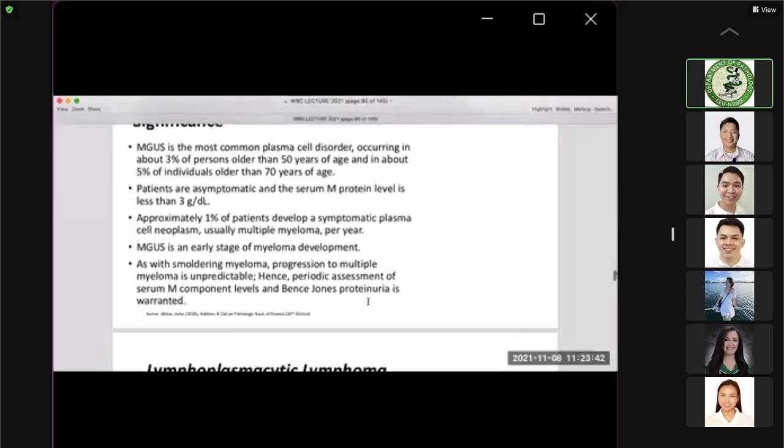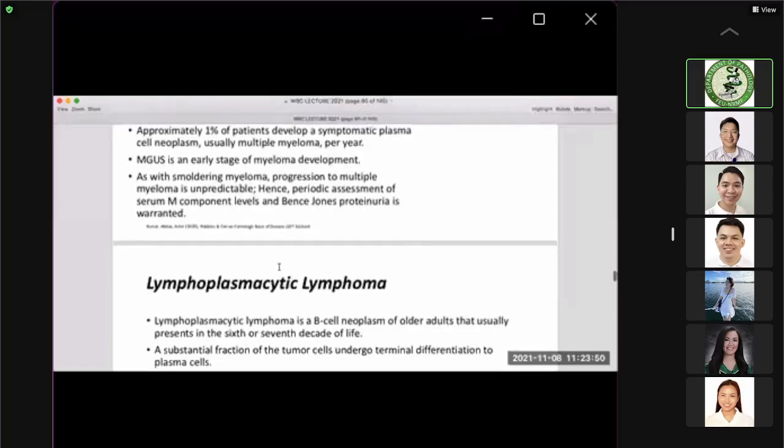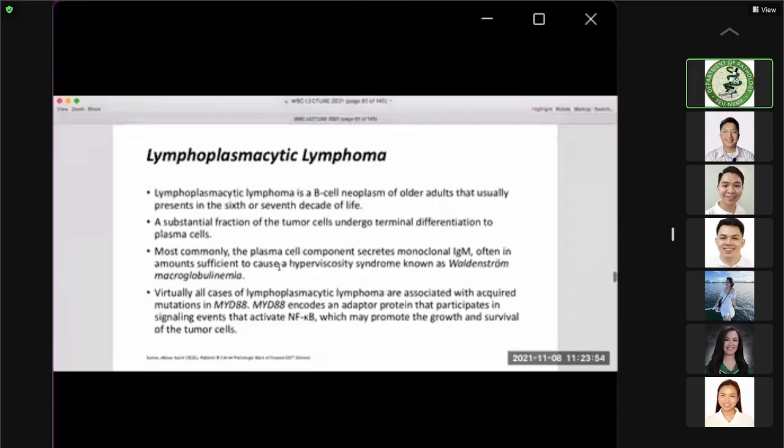Okay. So unpredictable progression to multiple myeloma. So dapat ina-assess sila periodically. Then we have lymphoplasmacytic lymphoma.